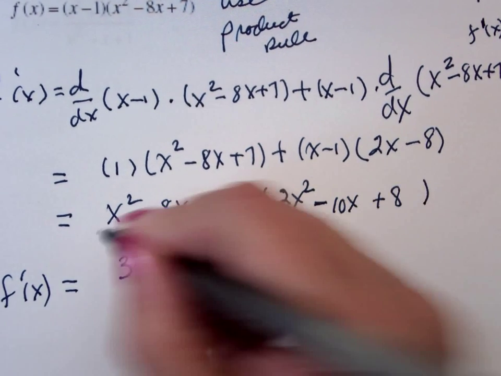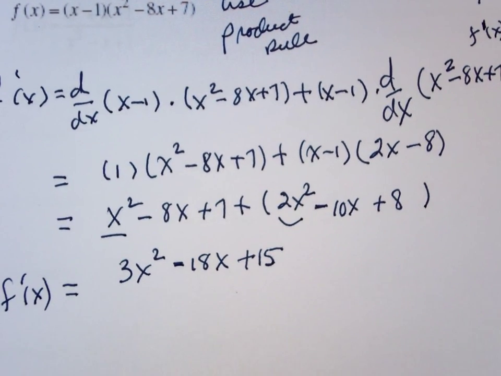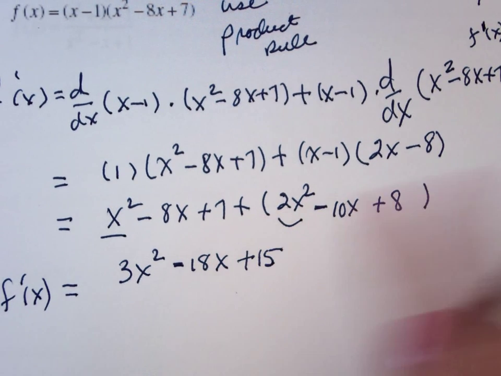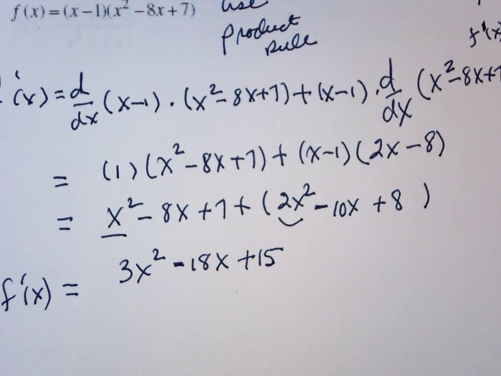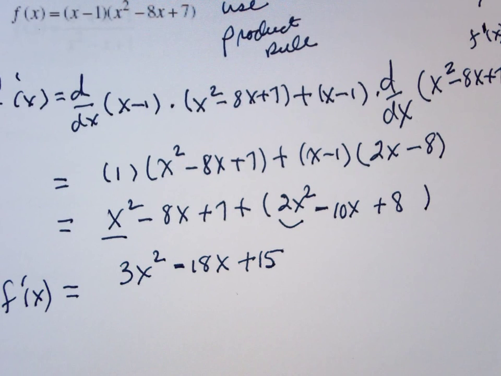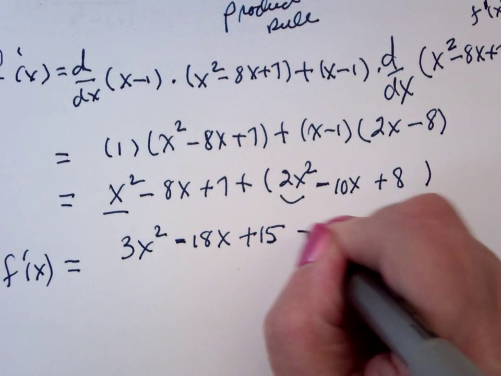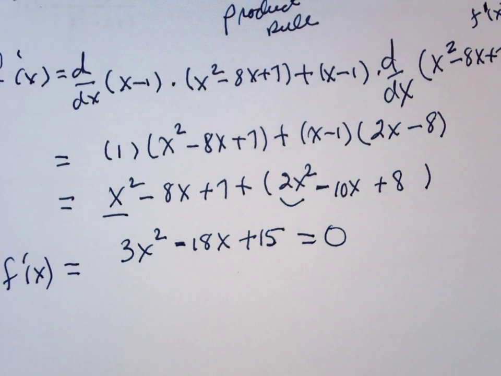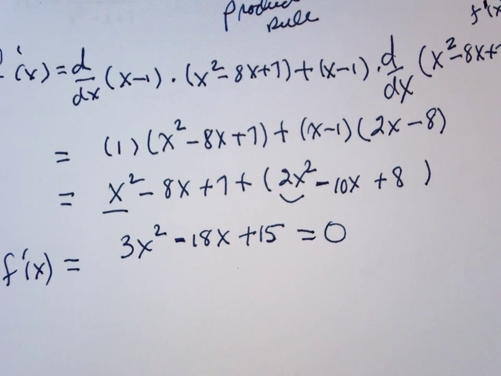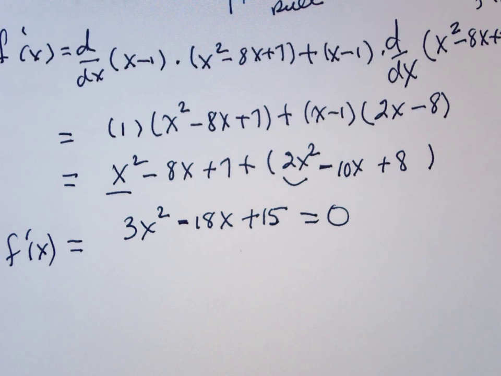2x squared plus 1x squared is 3x squared. Because there's a plus there, I can ignore the parentheses. Nice. And then I'm going to have an 18. Equals 0. I was worried there for a minute.